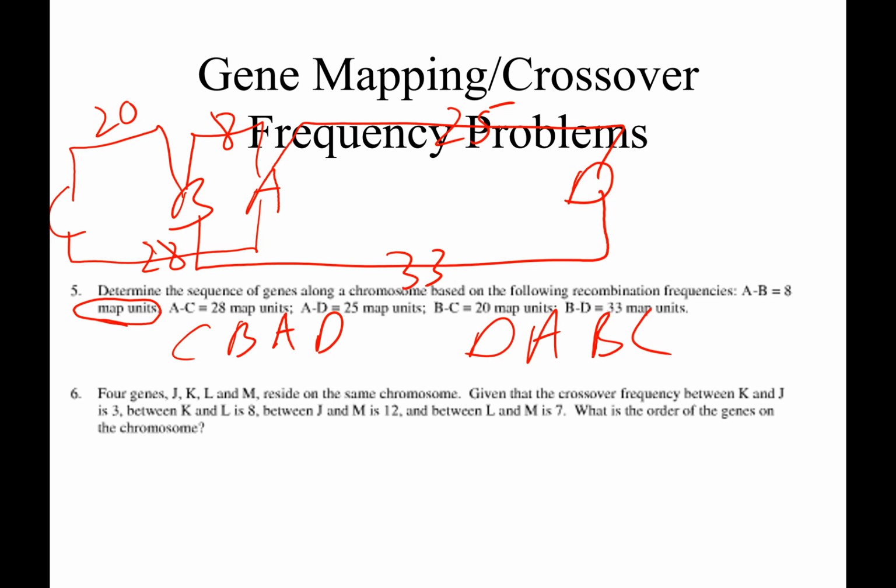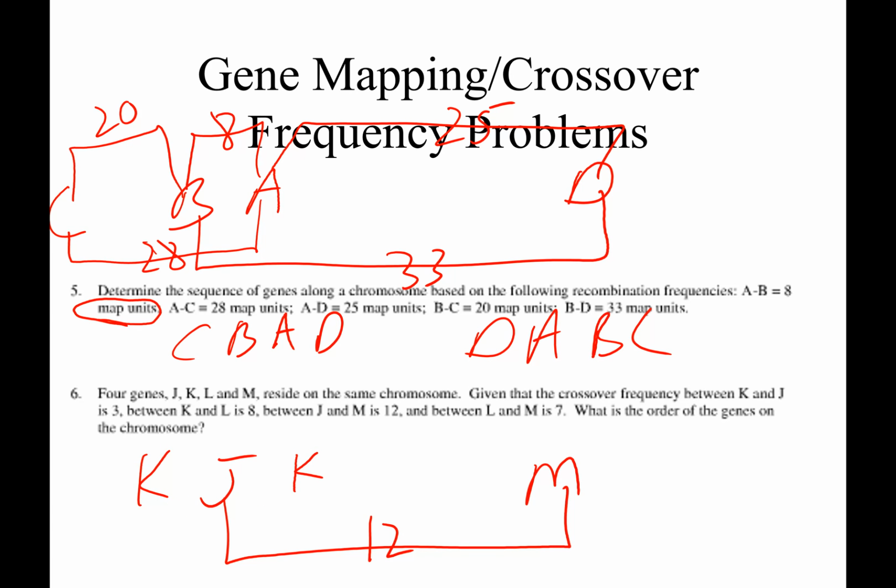Let's go ahead and look at one more. So this time, again, we have 4 genes. This time they're J, K, L, and M. They're linked. They're on the same chromosome. We have the crossover frequencies. So we want to find the two that seem to be the most far apart, which are going to be J and M. They cross over 12% of the time, 12 map units. Find one that seems to be close to either end, and that's going to be K. K could be here, or K could be here. We need to figure out which side K is on. It would be nice if we had a comparison between K and M. We do not.